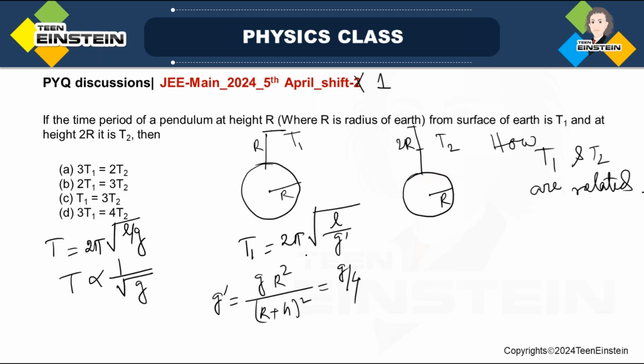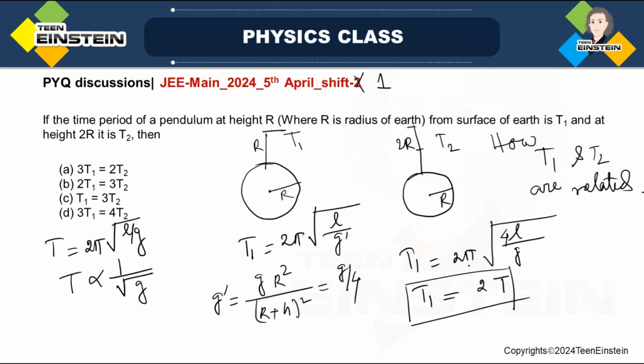Okay. So if we put this value, then what do I get? T1 as 2π√(L/G′). In place of that, we'll write G by 4. 4 will go to the top. So what I get? 2 into T. T1 I am getting as 2 times of T.